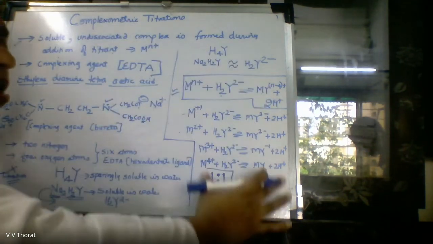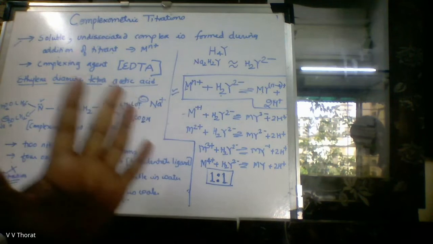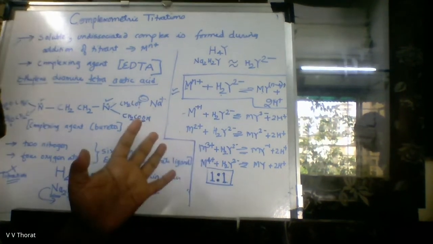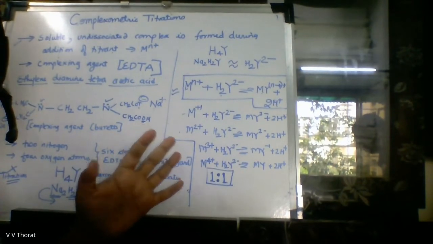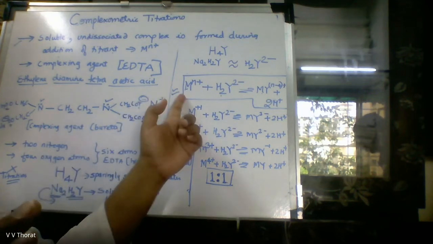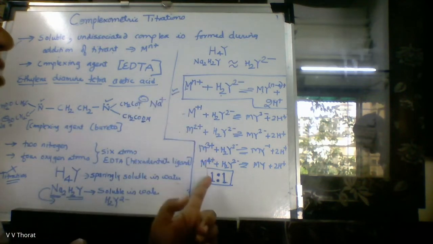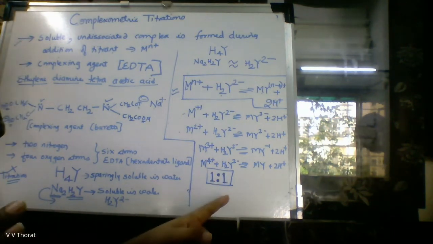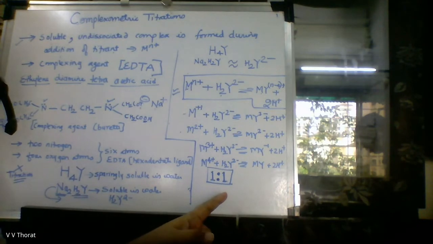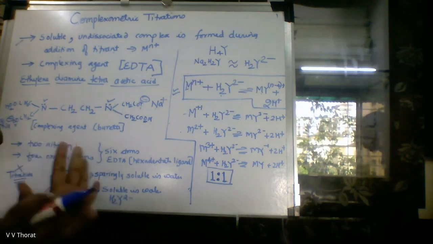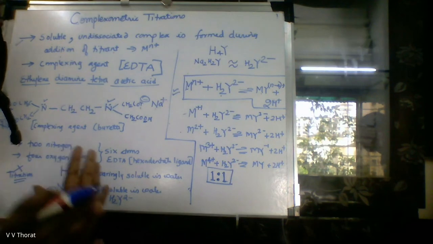This everyone will not understand. Only 1% of the full class will understand what is 1:1 का importance. इसका importance सिर्फ 2 या 3 लोगों को समझेगा. I repeat, EDTA will react with any metal ion in the ratio of 1:1. And here the advantage will be calculation part becomes easy. Okay. So this is the basic introduction of EDTA titrations.